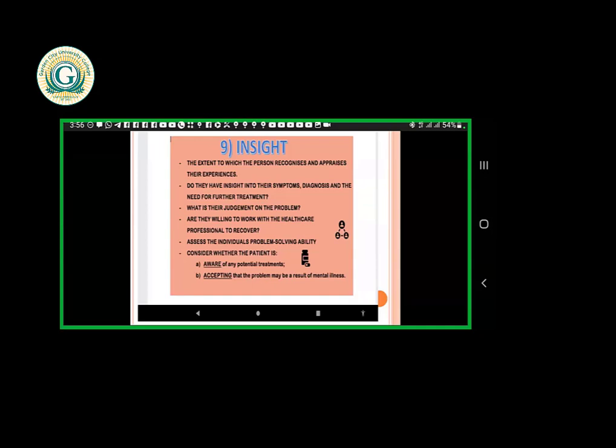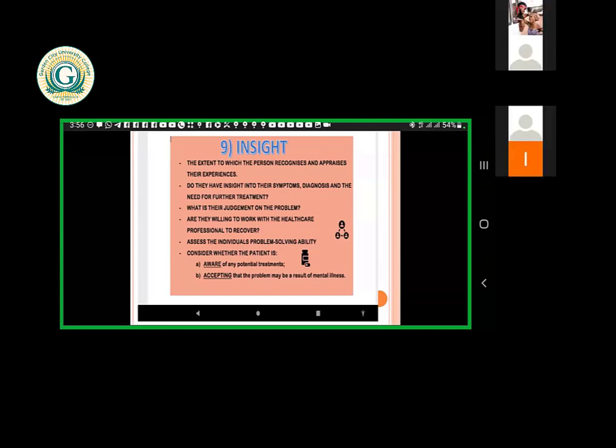So a patient might refuse to say that he's sick. A patient might say that once he's not sick, there's no need for medication. Then thirdly, he won't even take the medication. That's a poor insight. Some will know that they are sick, and they will tell you that they are aware that they need treatment, but they don't want to take it. That's a partial insight. Okay, so that's about insight. These are the three things about insight.